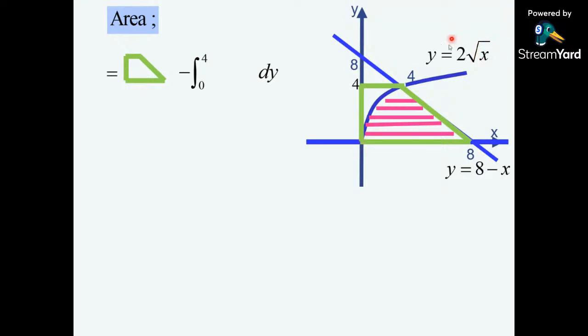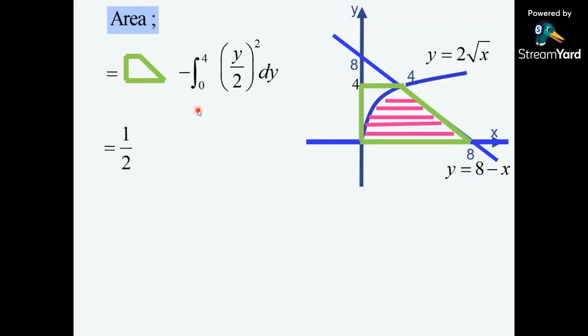Okay, 2 third x. But we are going to integrate with respect to y. So we need to make x as the subject and we will get y over 2 squared. Okay, so be careful before you integrate. Always make sure all of them is in the same variable. Baru you boleh integrate dengan baik lah.